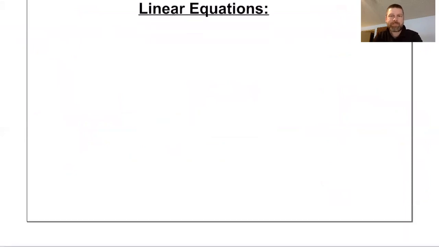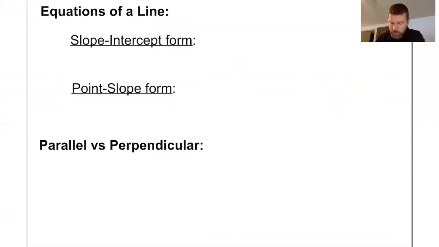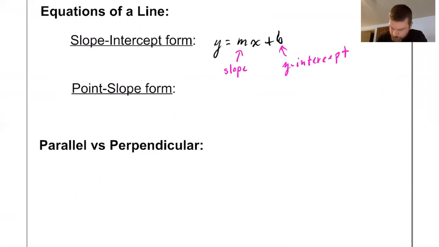Linear equations. You should know what the slope-intercept form of a line looks like. You should know what the point-slope form of a line looks like. These are the two big ones because these are the two that are really useful. So slope-intercept form, hopefully you already know. That's y equals mx plus b. Point-slope form of an equation, that's y minus y1 equals slope m times x minus x1.